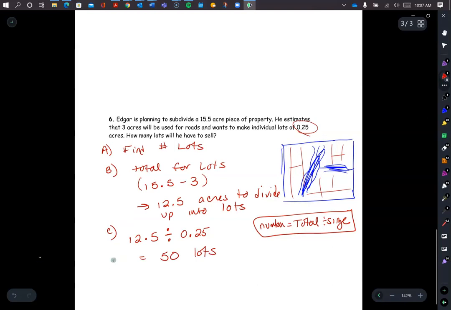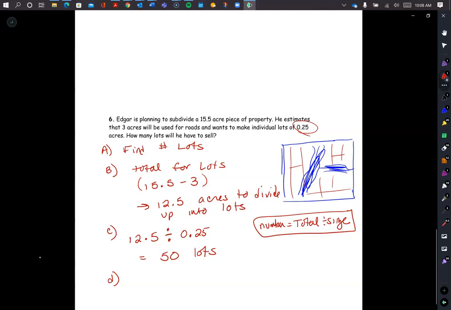And does that make sense? Or part D, I can kind of think about that. He would have 50 lots to sell. Well, I think that makes sense. They're smaller than 1 acre, so he's definitely going to have more than 15, right? Even with cutting that 3 acres out for the roads and things like that. So I think that's a reasonable answer. If you accidentally kind of multiplied there, you would get 3.125, which I don't think that would make sense. That would be way too little lots.